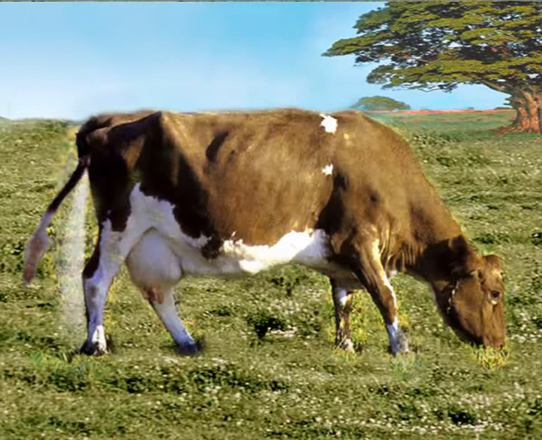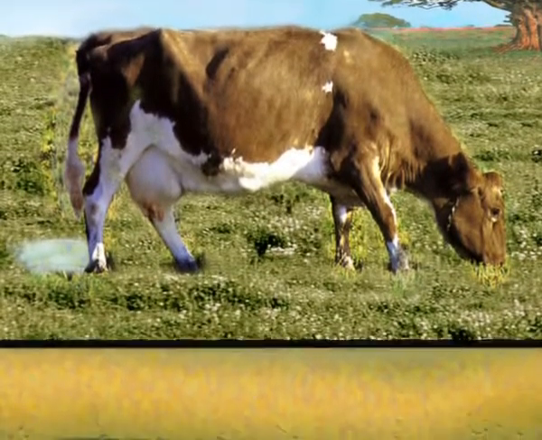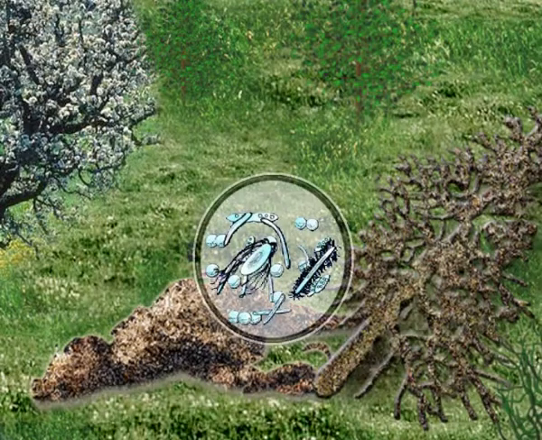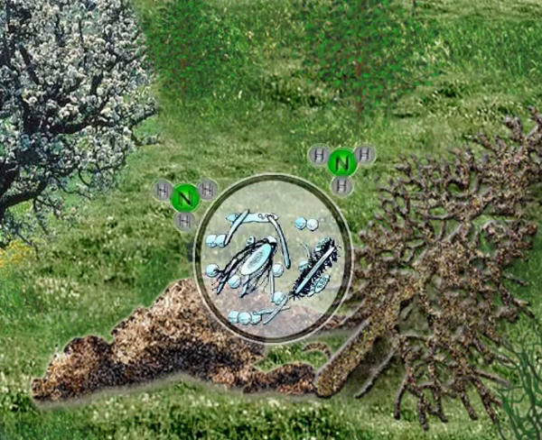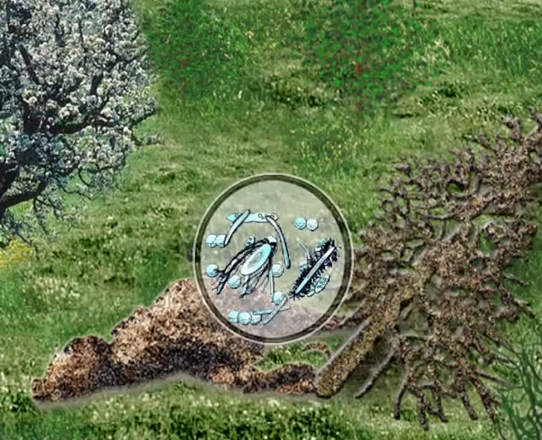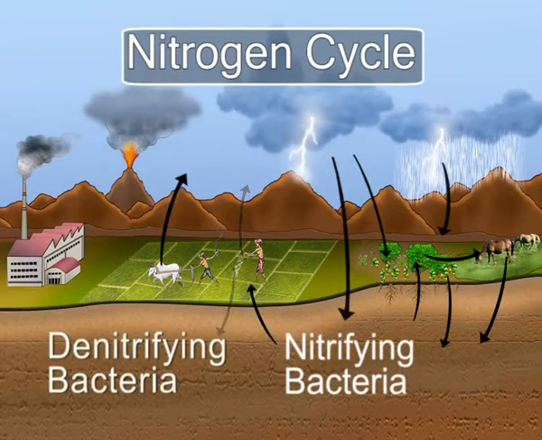When organisms excrete wastes, nitrogen is released into the environment. Also, whenever an organism dies, decomposers break down the corpse into nitrogen in the form of ammonia. To complete the cycle, other bacteria like denitrifying bacteria in the soil carry out a process known as denitrification, which converts nitrates back to nitrogen gas.